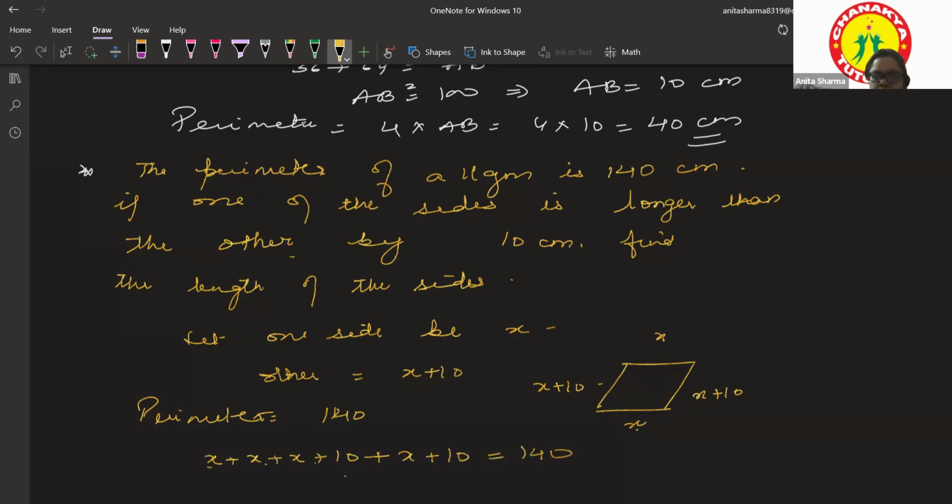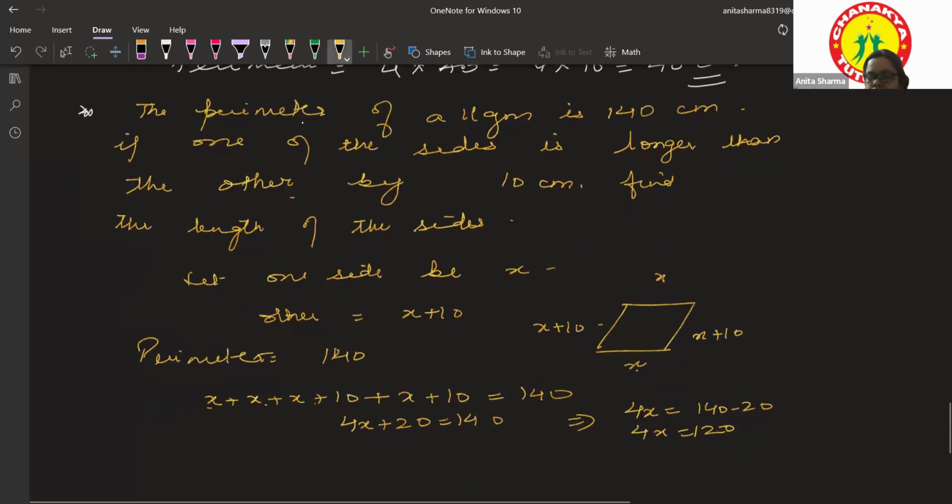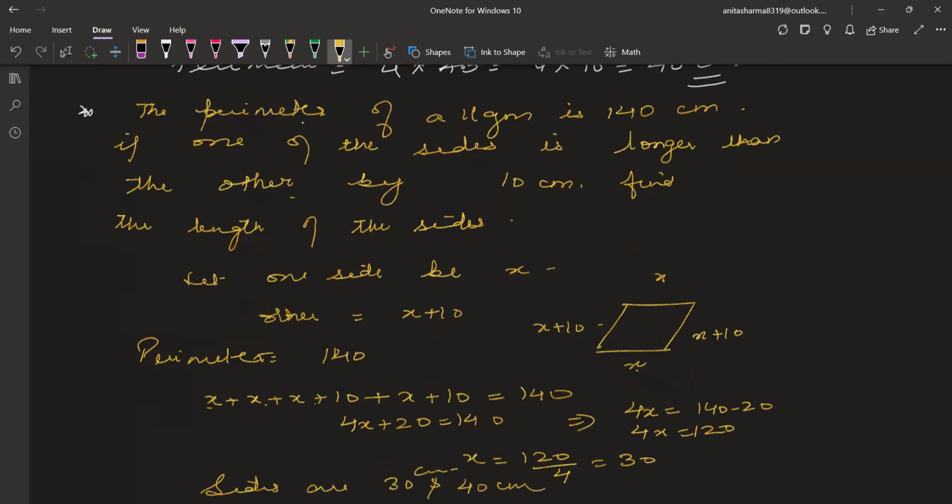So x plus x plus x plus x, so 4x plus 20 will be equal to 140. This implies the value of 4x will be 140 minus 20. So 4x will be equal to 120. Right, children? So value of x will be 120 divided by 4, so it will be 30. So sides are 30 and 40. Got it, children? Ma'am, the longer side is 40, right, ma'am? Yeah, beta. And shortest will be 30. Understood?